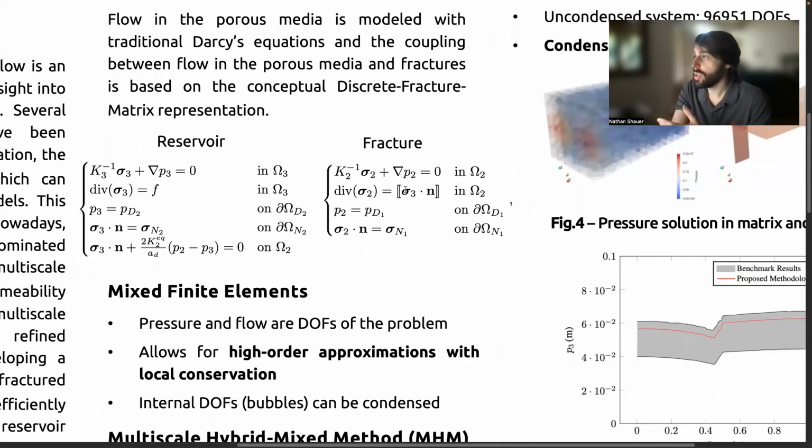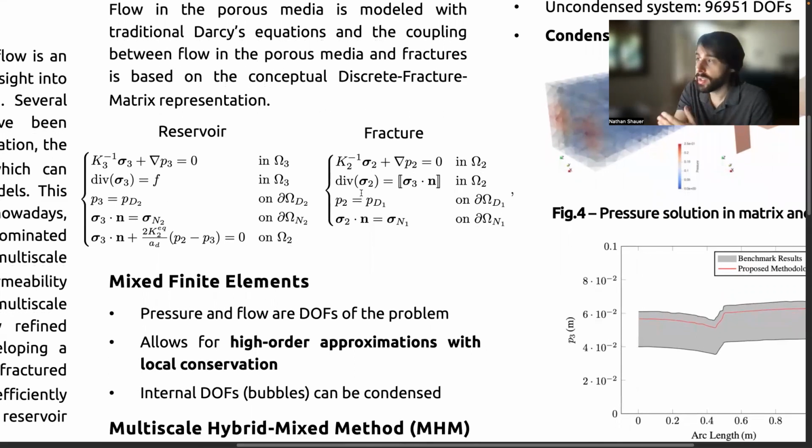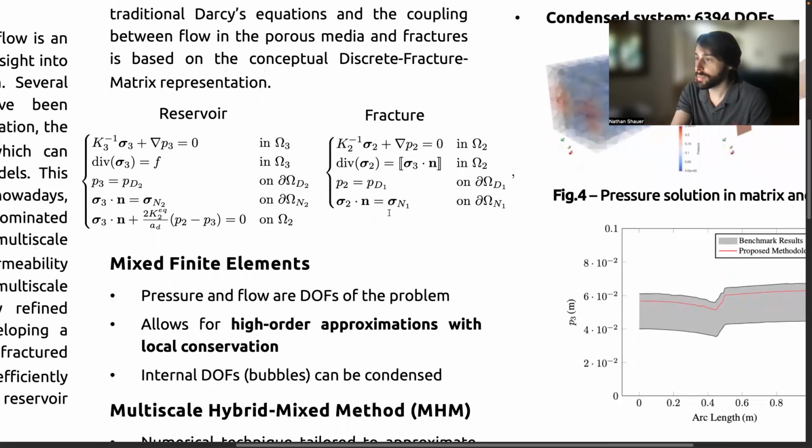For the fracture, a similar governing equation is adopted. Here, K2 is the permeability tensor for the fracture, sigma 2 is the flow in the fracture, and P2 is the pressure in the fracture. Here is the conservation of mass equation. In this case, it's coupled with how much fluid passes normal to the fracture. So sigma 3n is the jump in normal flow through the fracture. And here are the standard boundary conditions for the problem.